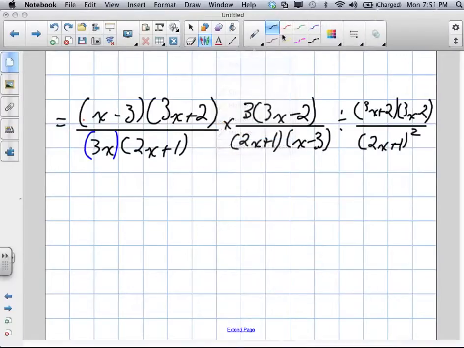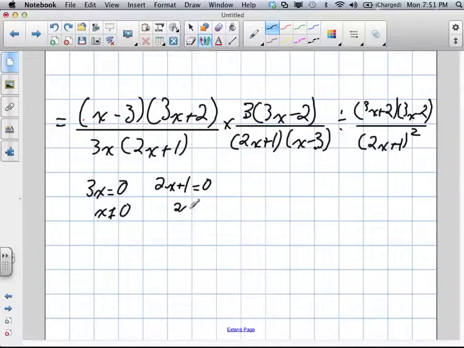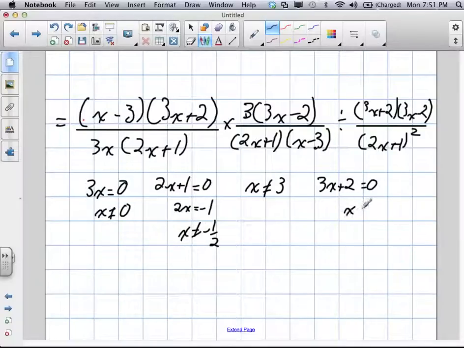I'm going to quickly solve each of them when they're equal to 0. When 3x equals 0, x cannot be 0. And this one here, 2x plus 1 equals 0. Well, 2x equals negative 1, so x cannot equal negative a half. And that's the same as this one here. Okay, x cannot be 3. The only other one we still have to do is the one on top of the division, because it's going to flip. So 3x plus 2 equals 0, so x cannot equal negative 2 over 3. And the other one's just minus 2, so it's going to be the opposite, positive 2 over 3.